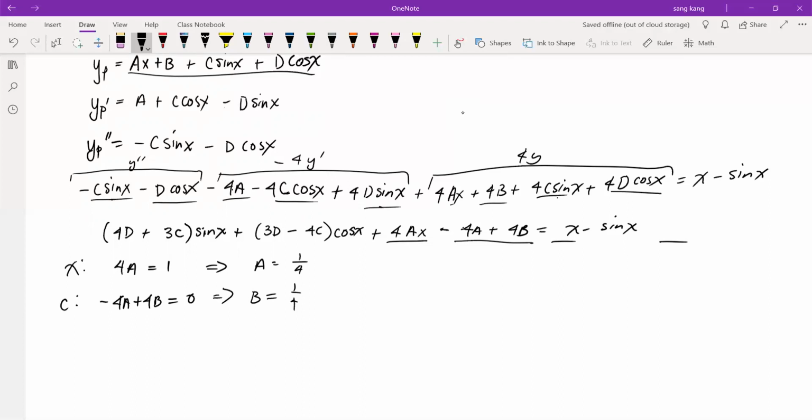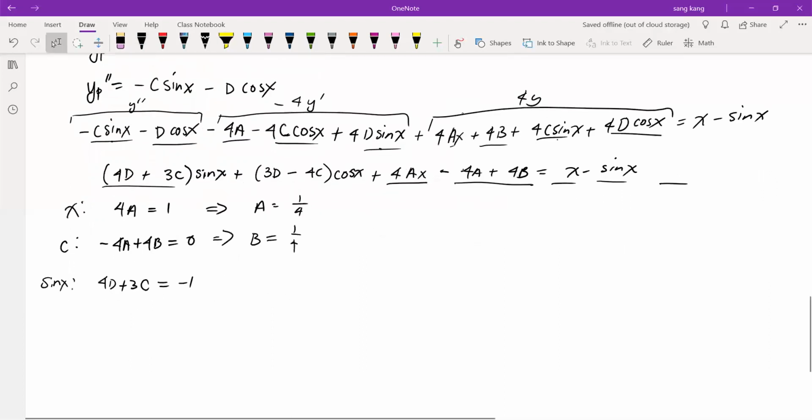We look at all of our sine x terms. We have 4d plus 3c, and this equals -1. And we'll need another equation to solve those two. So let's look at cosine x terms. We have 3d minus 4c equals, there are no cosine x terms on the right-hand side, so it'll be 0. So now we can solve these two system of equations to get c and d.